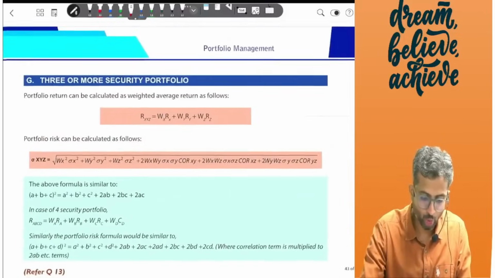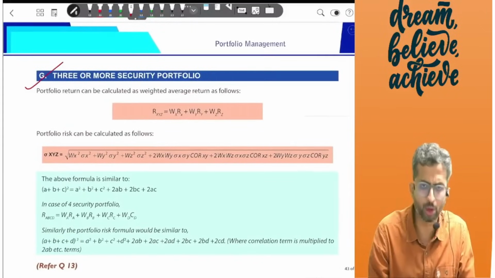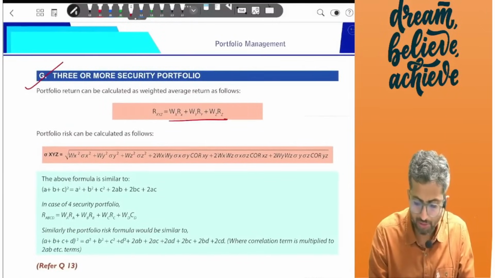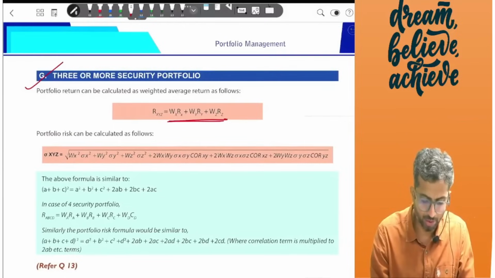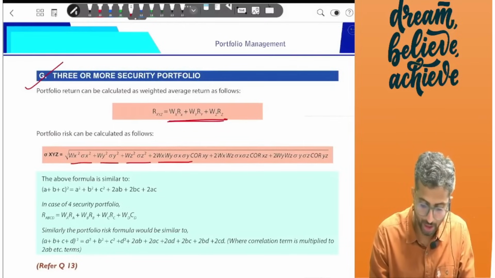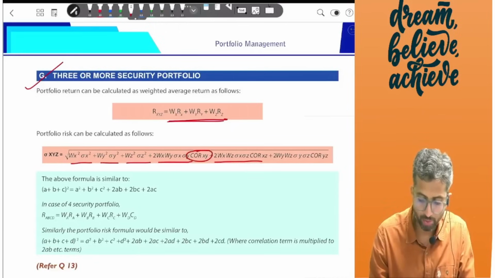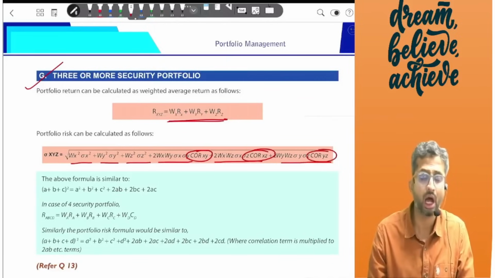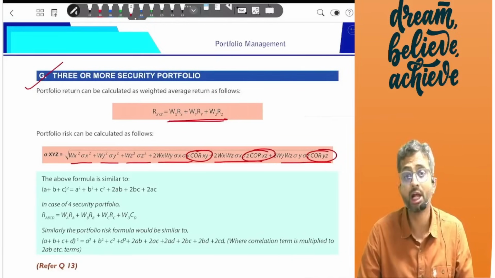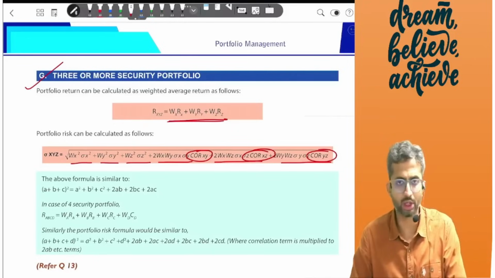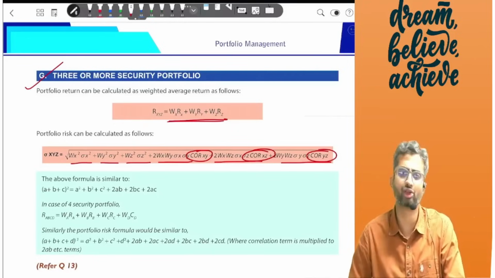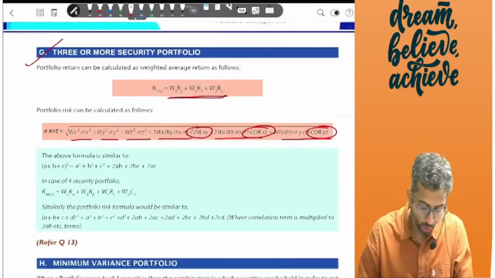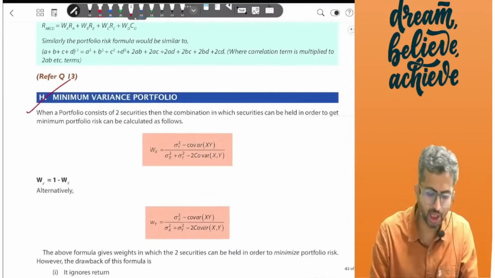Okay, next you go to a 3 or more security portfolio. For return, it will be the weighted average. For risk, as we said, it will be a squared plus b squared plus c squared plus 2ab, and you multiply the correlation, plus 2ac, multiply the correlation, plus 2bc, and you multiply the correlation. That is it. The more the number of securities, the more will be the covariance or correlation terms, and thereby it will help in reduction of portfolio risk. So over here, this is regarding portfolio risk.